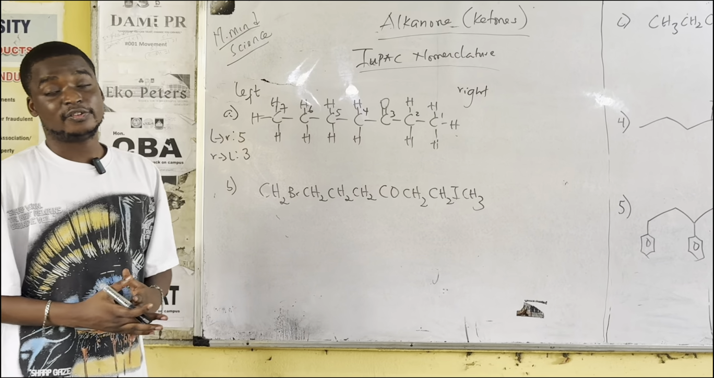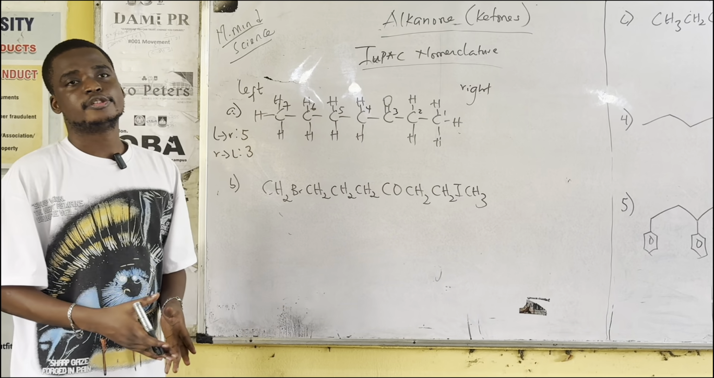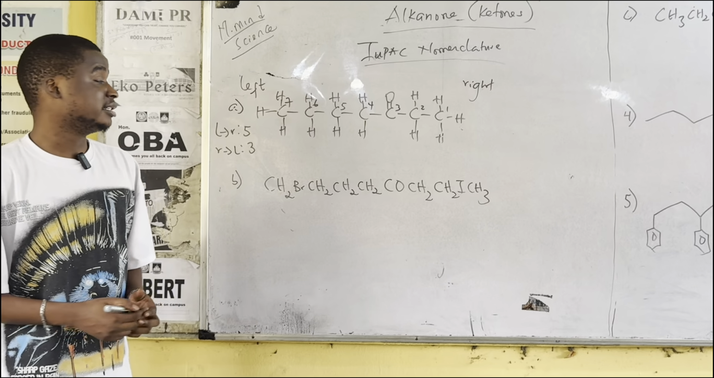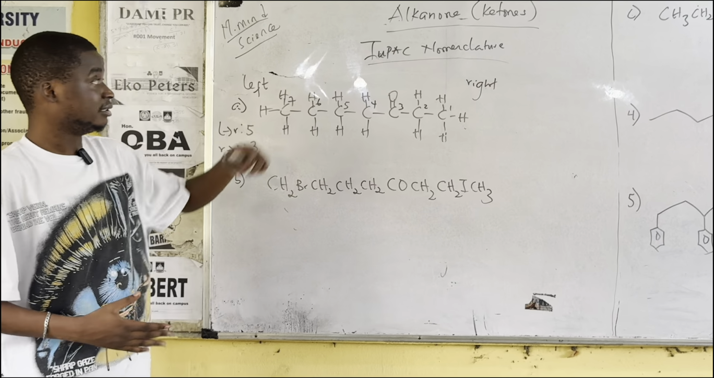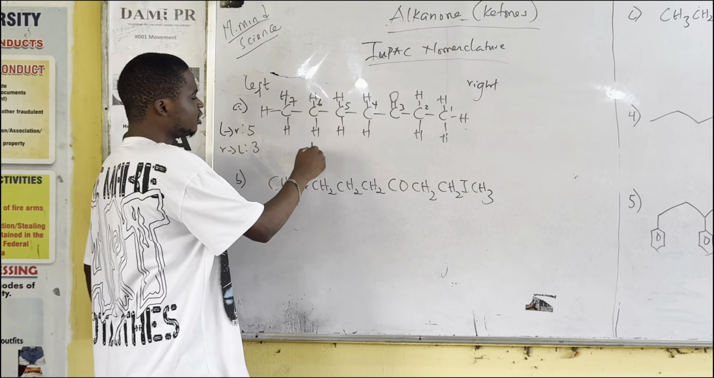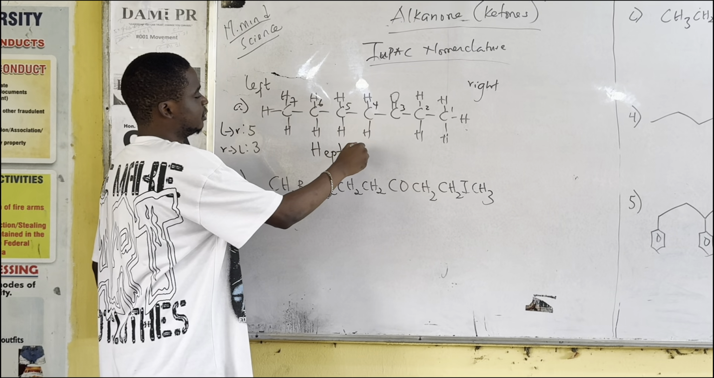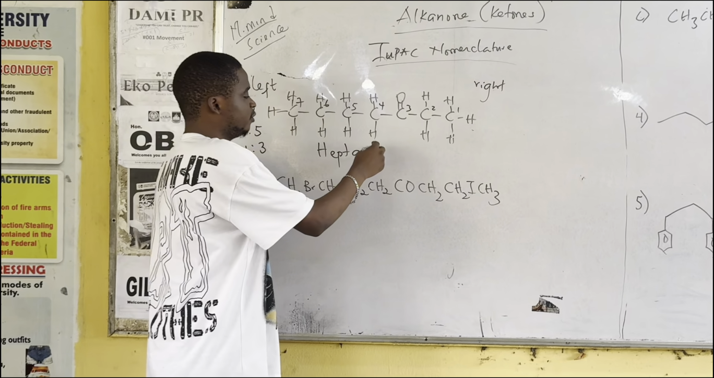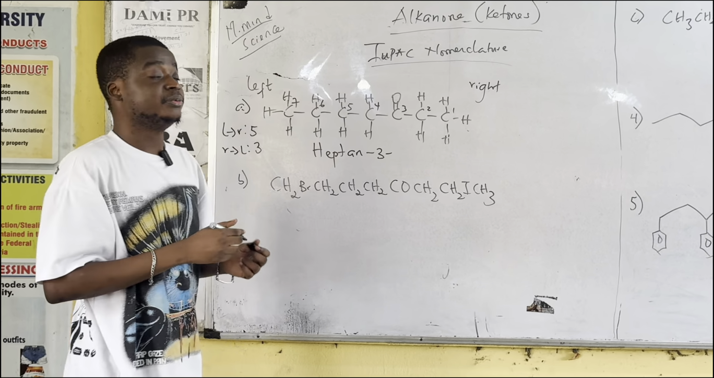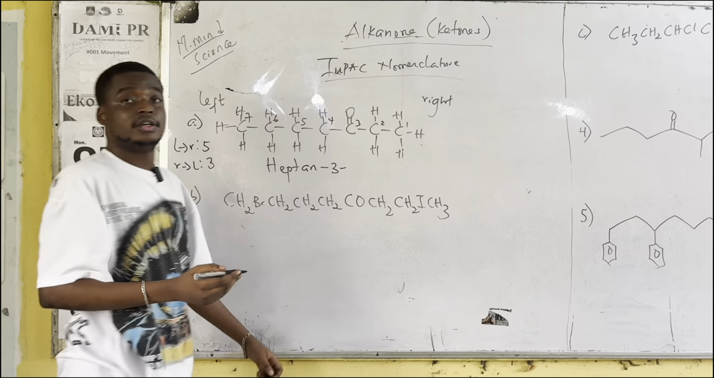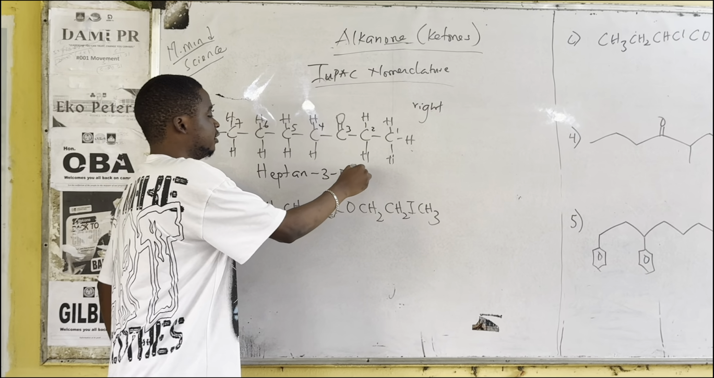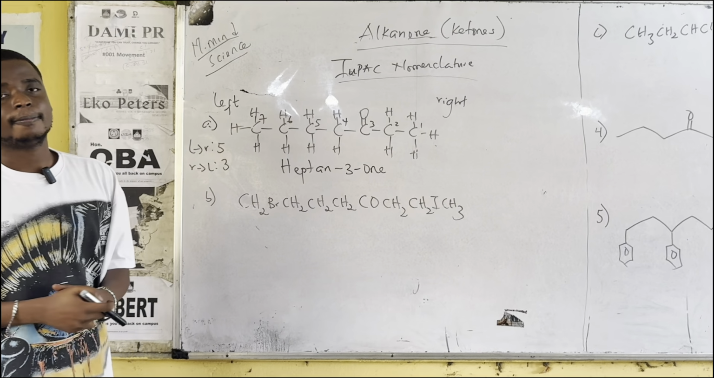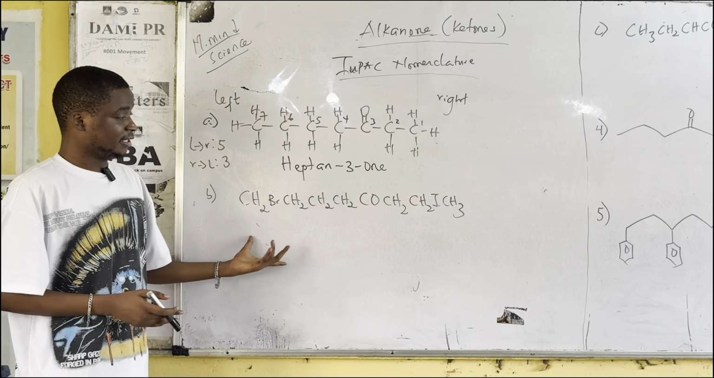Remember, IUPAC rule, like I've always been saying, is parent name, position, and functional group. So the parent name is 7 carbon. So the parent name of 7 carbon is hept, as in heptan, as in alkan. So it's going to be heptan. Now what is the position of the functional group? 3. So it's going to be 3. And what's the functional group name? Which is the one. So it's going to be heptan-3-one as the name of this structure. And that's about A. Now B.